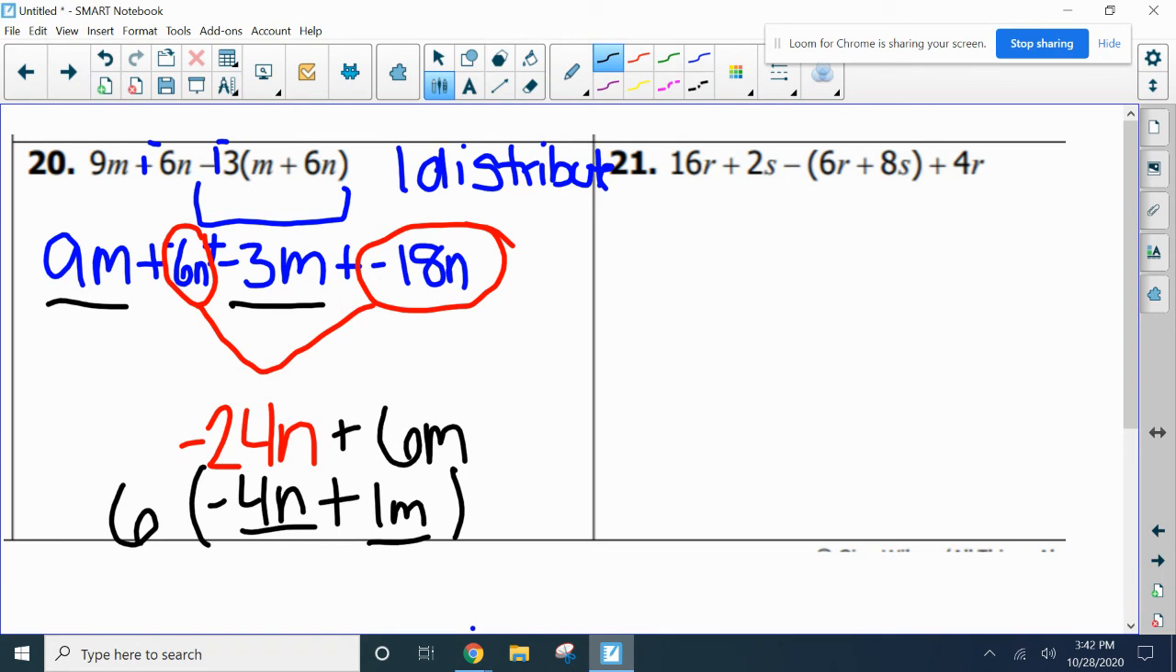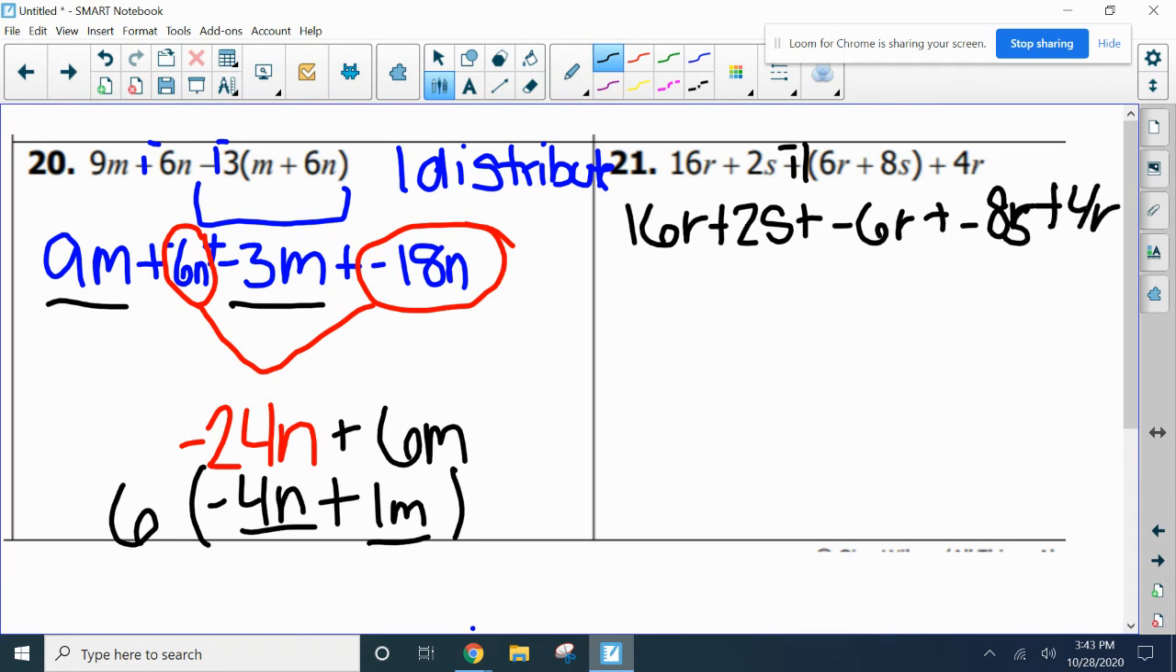All right? And then here you were going to distribute a negative 1 again. So negative 1 times plus negative, just in case, to avoid any sign issues. 16r plus 2s, I'm just bringing that down. So then negative 1 times 6r, so plus negative 6r, negative 1 times 8s, plus negative 8s, plus 4r.